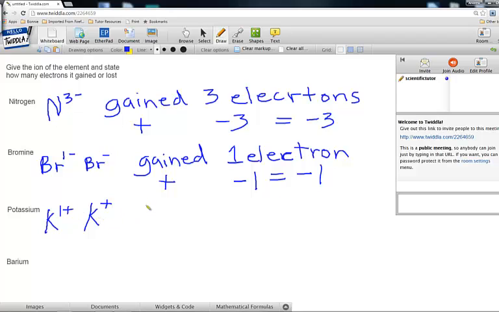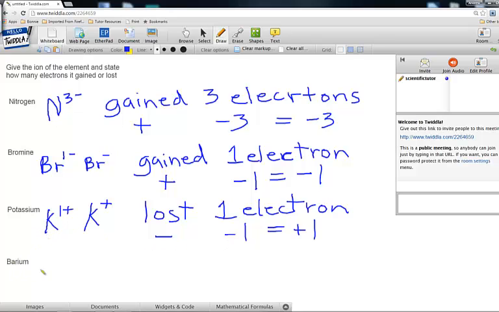Here, potassium lost 1 electron to become the +1 that it is. In math, lost means negative. And the electron is negative, so that means -1. When we put negative and negative together, that equals positive. So that's how it ended up to be plus or +1.